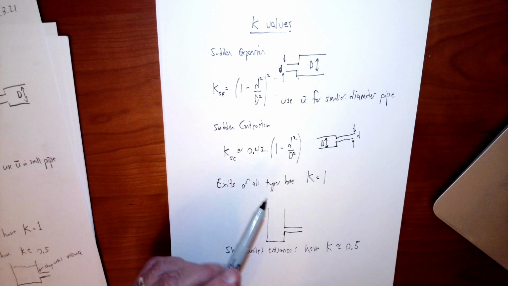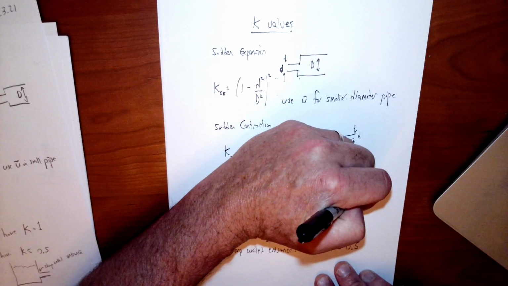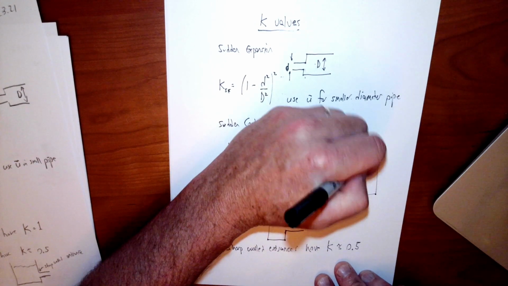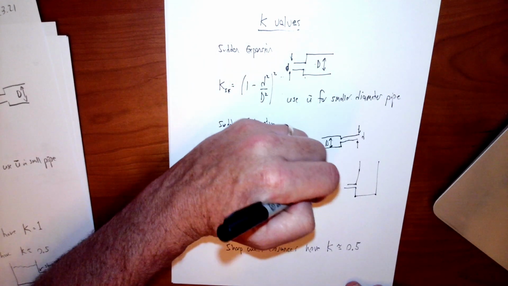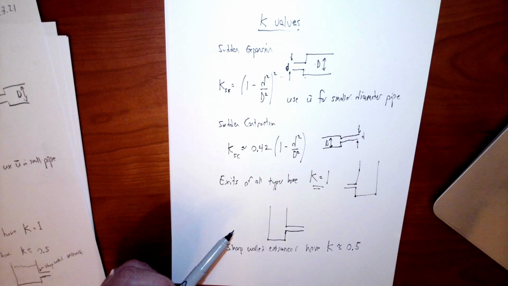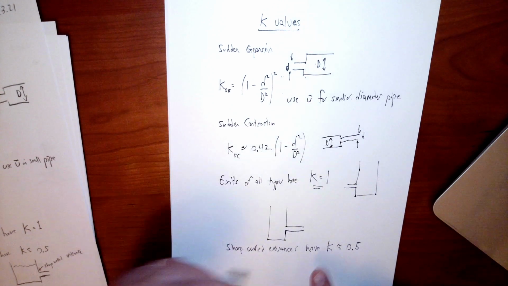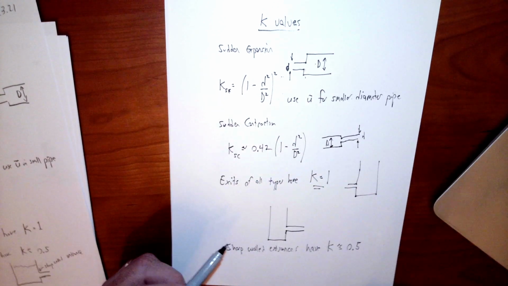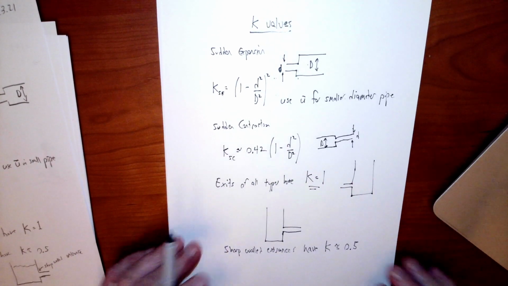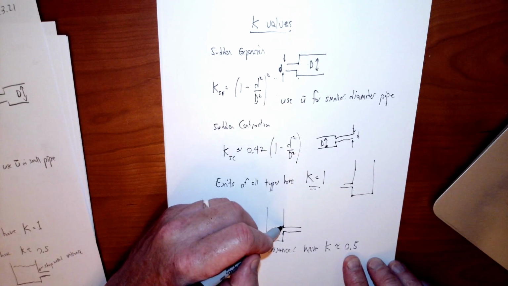Exits of all types, a pipe just going into some larger pool of fluid, whether it's a sharp exit like this or a smooth exit, doesn't seem to matter. K is equal to 1 for those exits, so that's an easy one to get. And then finally, sharp-walled entrances, the last of the ones that's worth thinking about in terms of not looking it up and maybe just writing it down somewhere, is 0.5. So this is when you have a sharp-walled entrance.